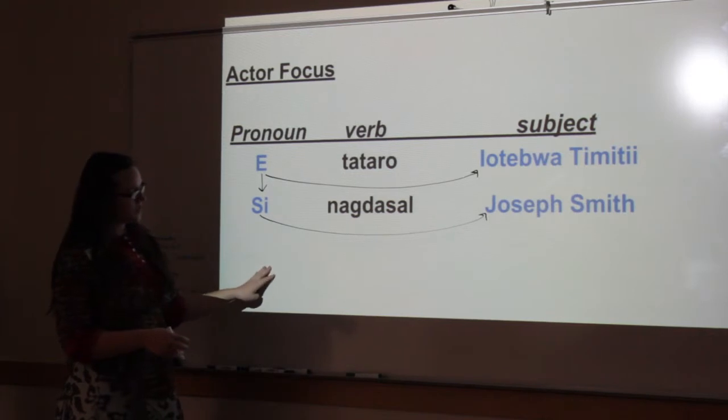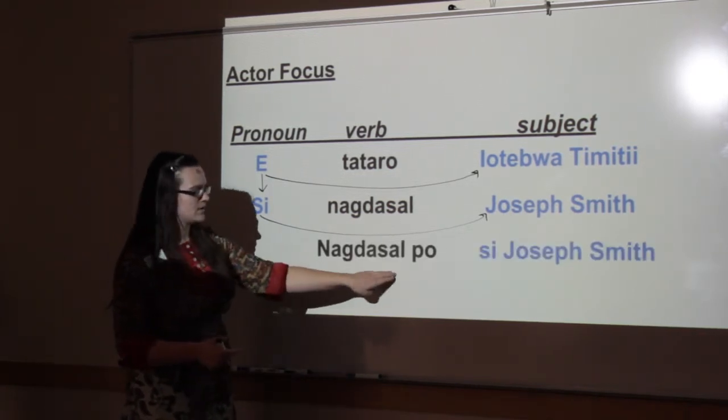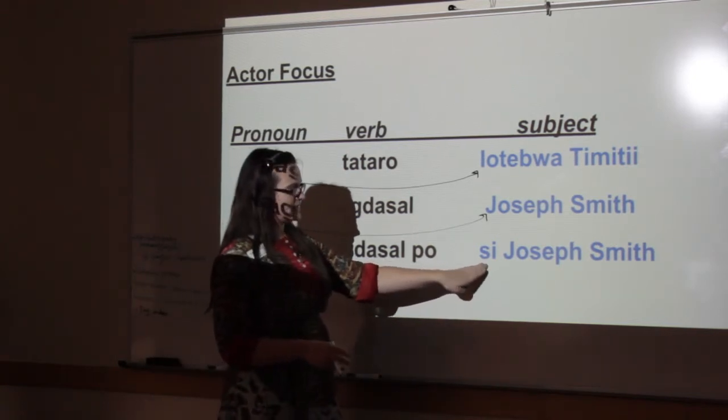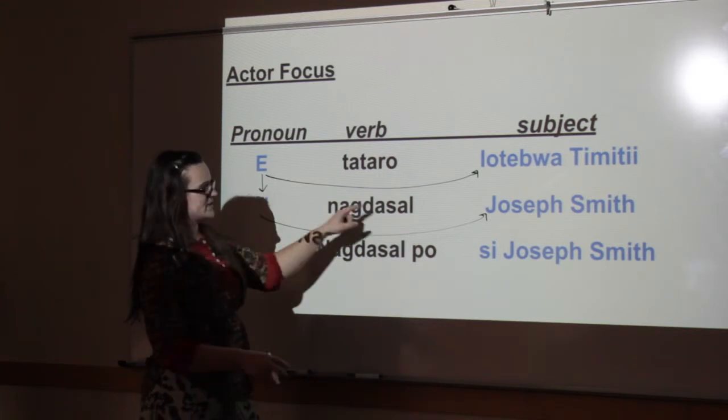So when we put it into a Tagalog order sentence, we've got our verb first, Nagdasal po, and then it's easy to see that C and Joseph Smith are connected together in Tagalog, while in Kiribati they're separated.